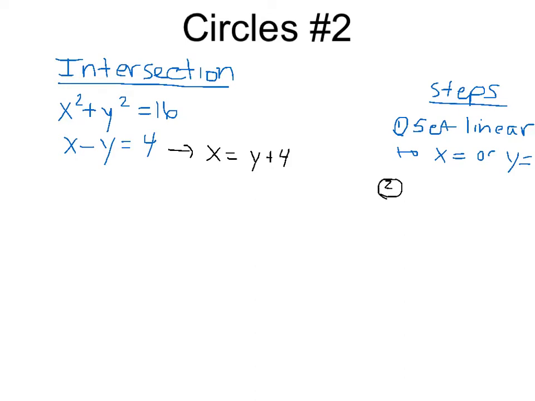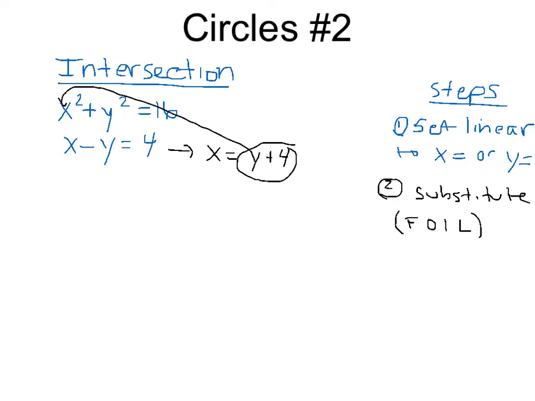Step 2 is we're going to substitute. Keep in mind you're going to have to FOIL here because you're going to be substituting into a square. So we're going to take y plus 4 and plug it in to x. So we will have (y plus 4) squared plus y squared equals 16. Remember, (y plus 4) squared is the same thing as (y plus 4) times (y plus 4).